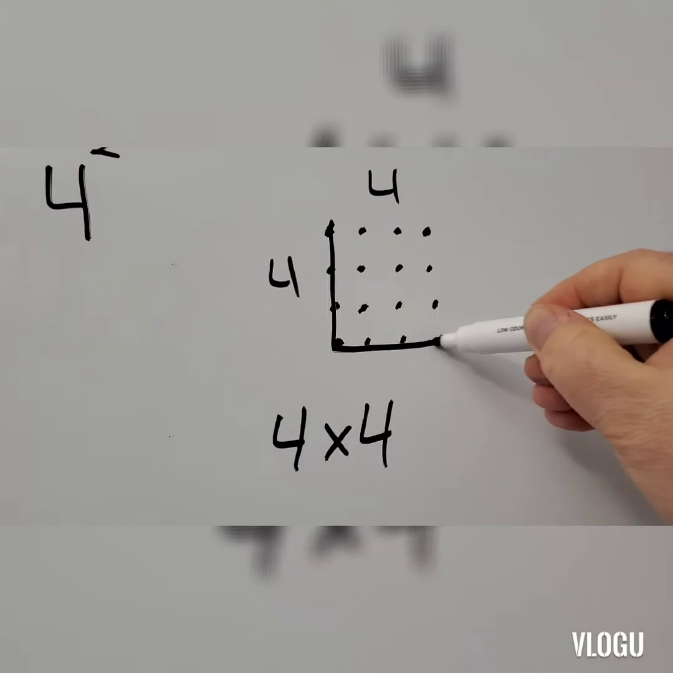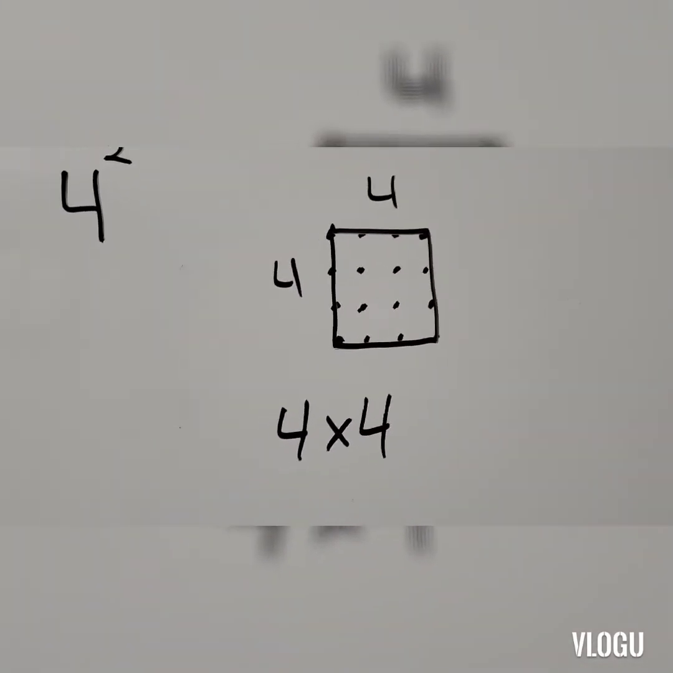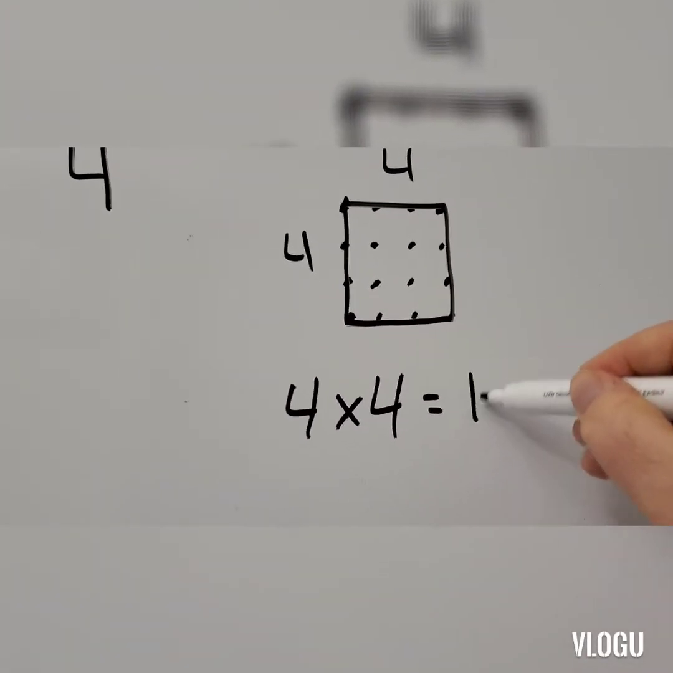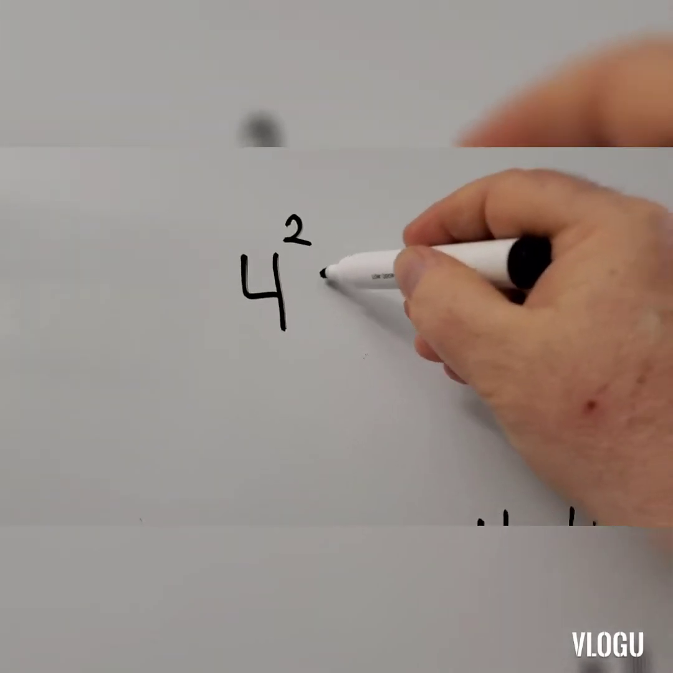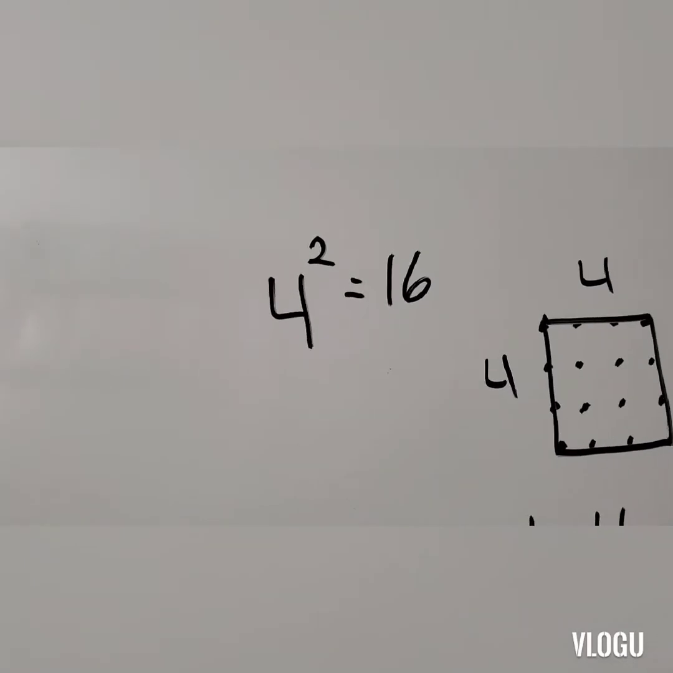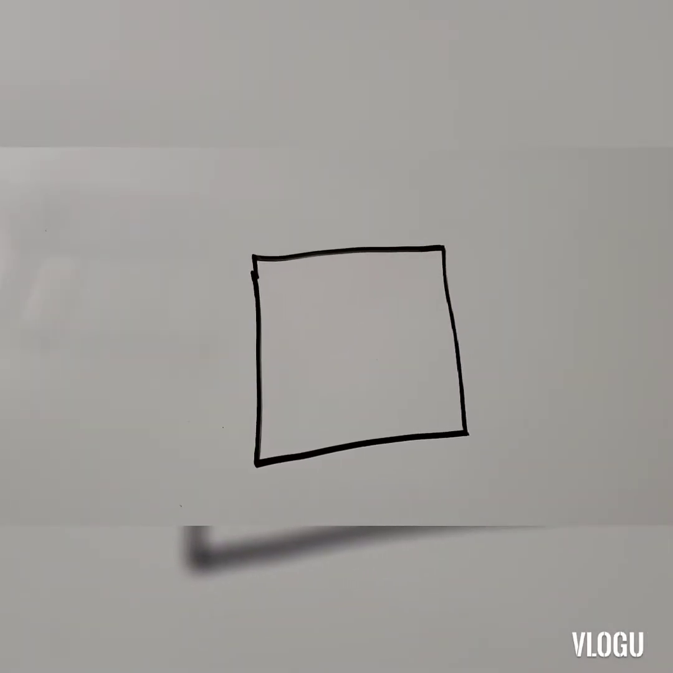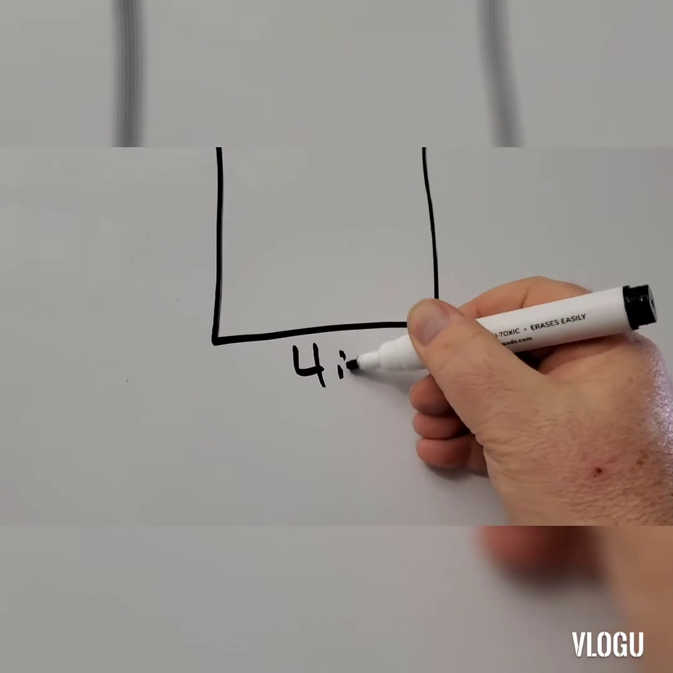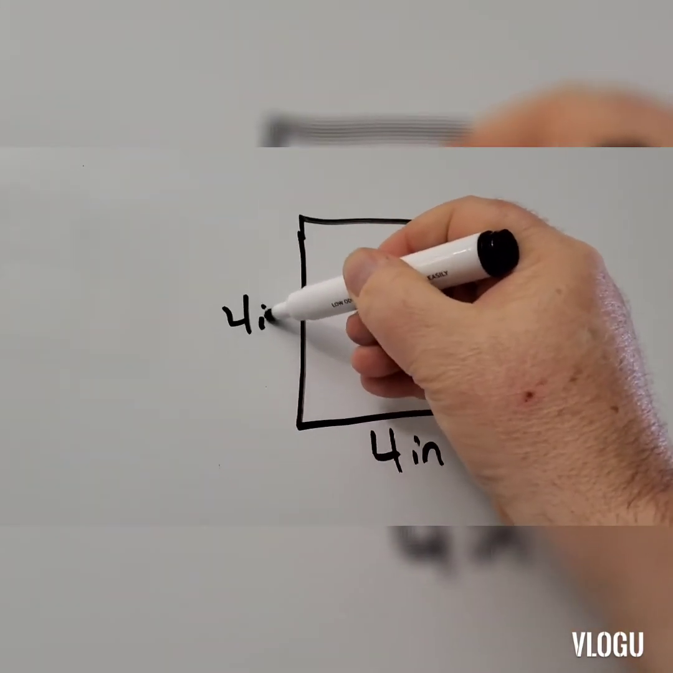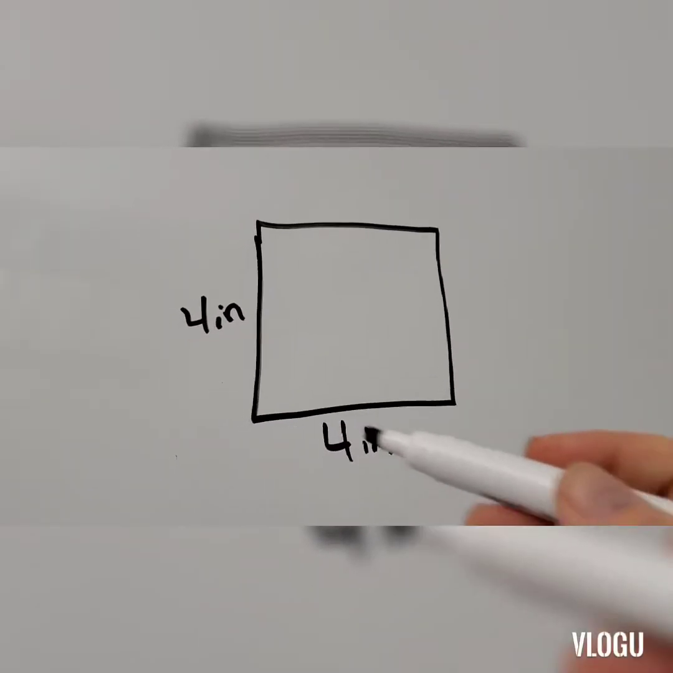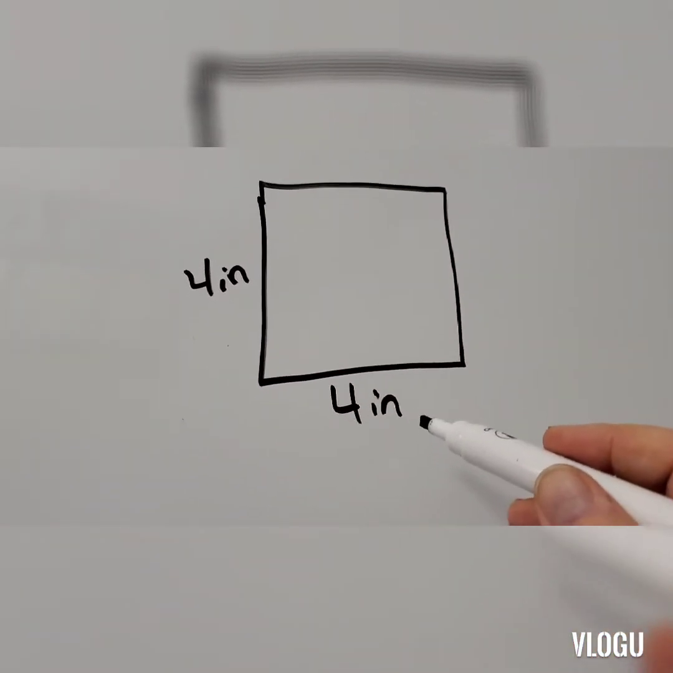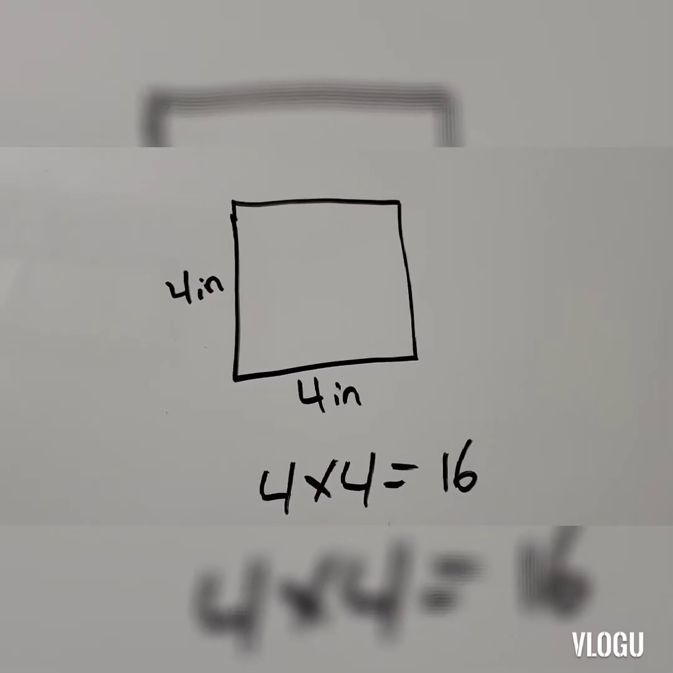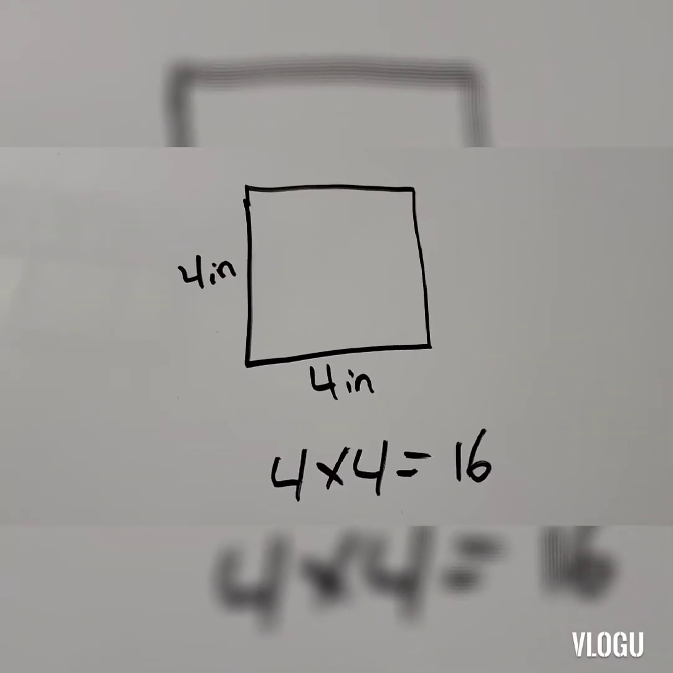It forms a square, and if you count all of the dots or all of the beads in there, 4 times 4 is 16. So 4 squared is equal to 16. Because the shape is a square, the measurement on the bottom is going to be the same as the measurement on the side. Now, we know that 4 times 4 is equal to 16, but we can also use this to find the area.